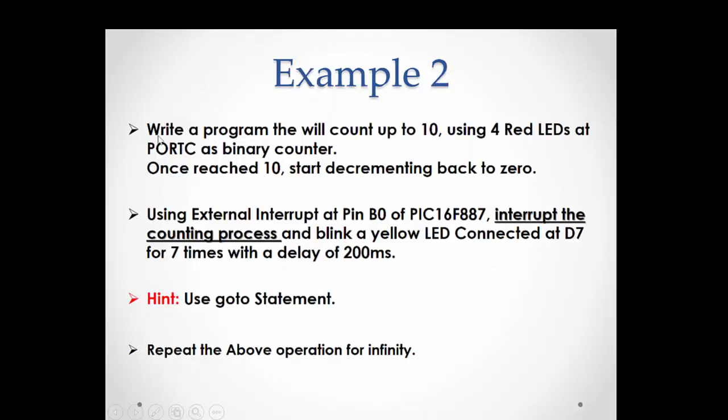Now, in this example, we'll write the program. We'll count up to 10. That's what we did so far, the previous example. Then once we reach 10, it will start decrementing. So the first 3 lines, we've done that in example 1. Now, what am I interested in? I'm interested in using external interrupt at B0.